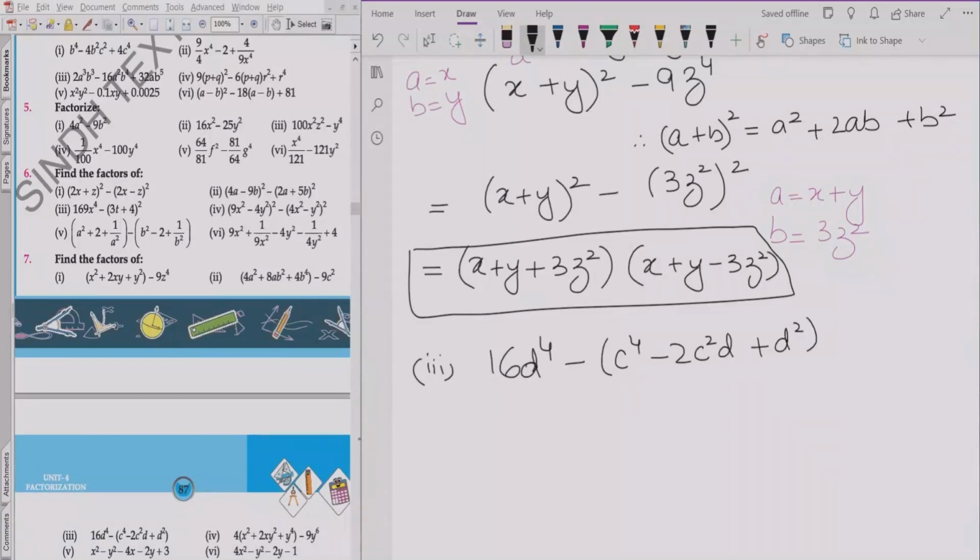So now we will solve it this way. First, (4d squared) whole squared is here, and now we will make a and b. a is c to the power 2 and b is d, simply. So now we will make it c squared minus d whole squared.